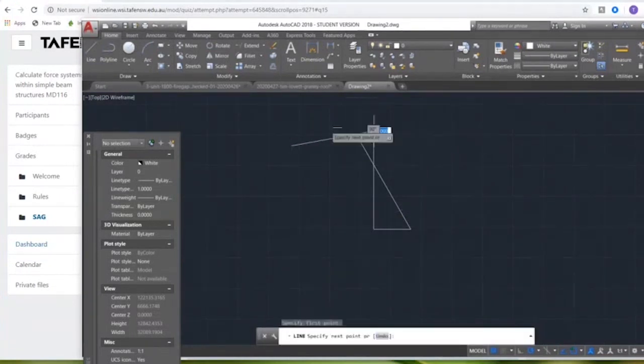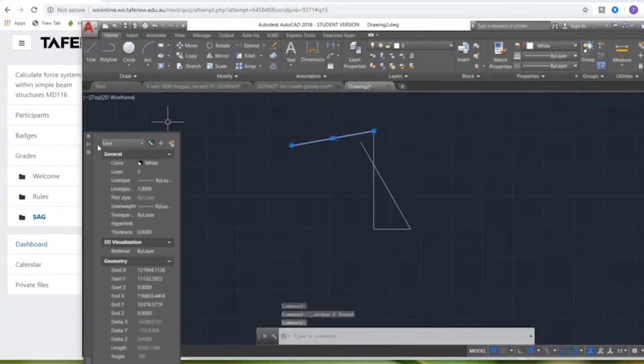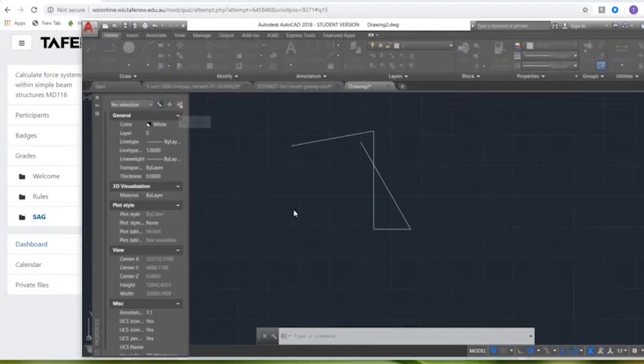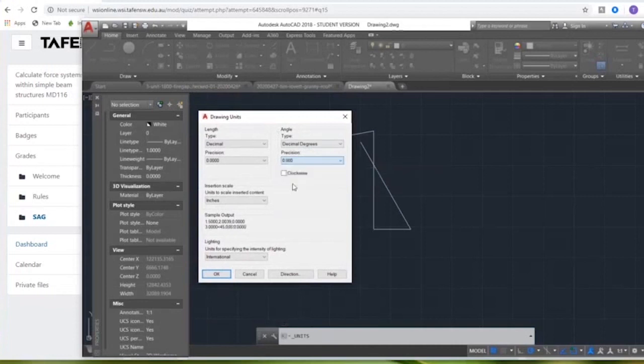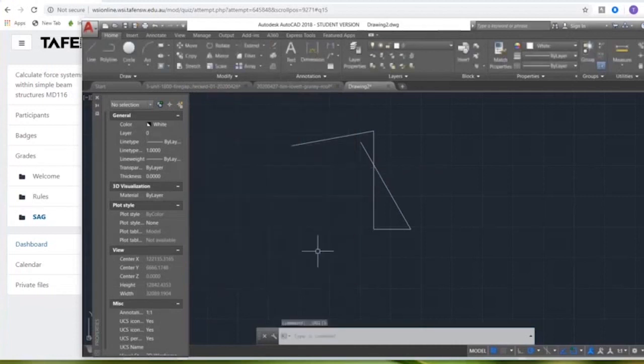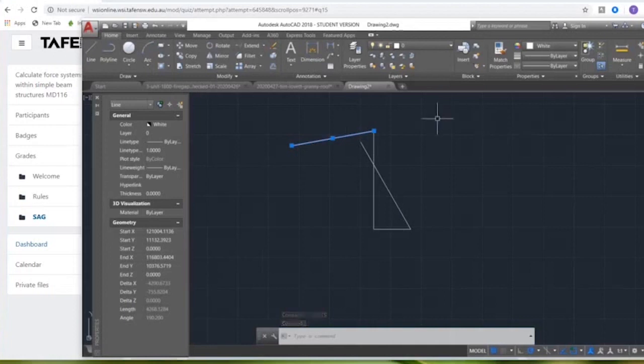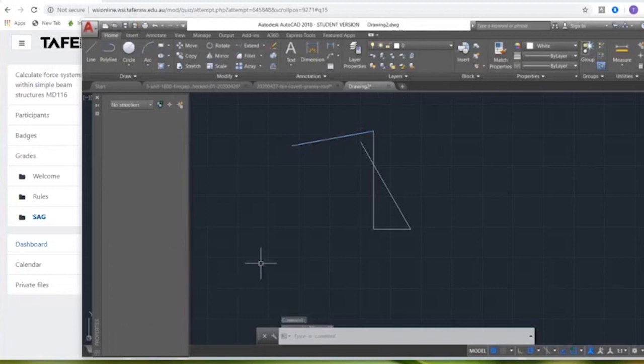169.8. If you don't trust your mathematics, you could double check by clicking on that line and getting properties. It says 190. Oh, haha. It says 190, right? Why is that? Drawing utilities. And then give yourself three decimal places on angle. All right, try it again. So 190.2. That's measuring down around this way, so it's 10.2 over 180. That's pretty good. That'll work.